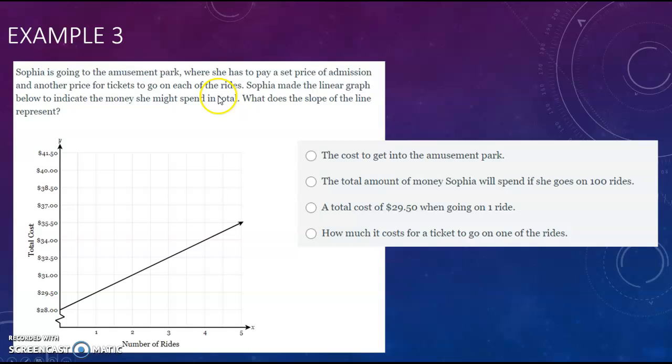Sophia's going to an amusement park where she has to pay a set price of admission and another price for tickets to go on each of the rides. Sophia made a linear graph below to indicate the money she might spend in total. What does the slope of the line represent? So think about what slope is. Okay, it's my y's over my x's. So it's going to be the change in cost over the change in rides.